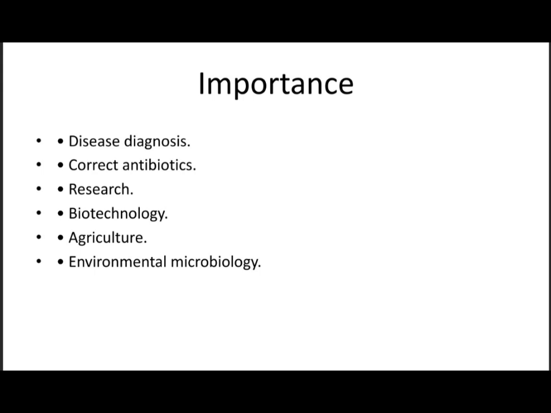In agriculture, some bacteria fix nitrogen in the soil. These bacteria improve soil fertility and help crops grow better. In environment, some bacteria break down oil spills, plastic waste, and sewage. These bacteria help clean polluted water and soil. And in research, scientists discover new bacteria and develop vaccines, antibiotics, and medicines using taxonomy.